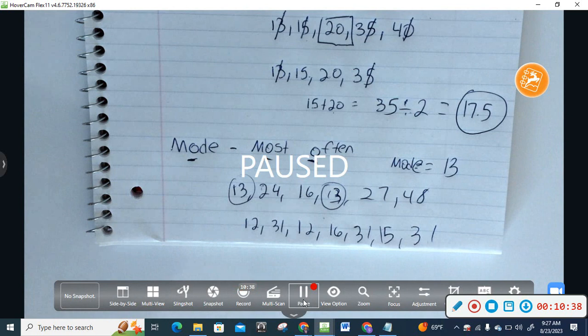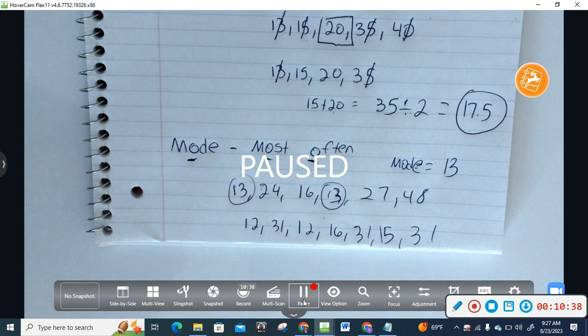Or when you get your loose leaf paper, you can write all these down. The definition, not the examples, but the definitions of each one. Mean equals average: add all numbers and divide. Median: order from least to greatest, find the middle number. Mode: most often.